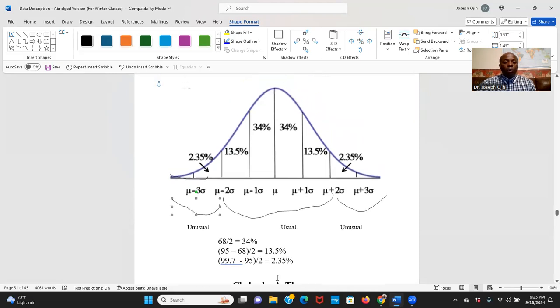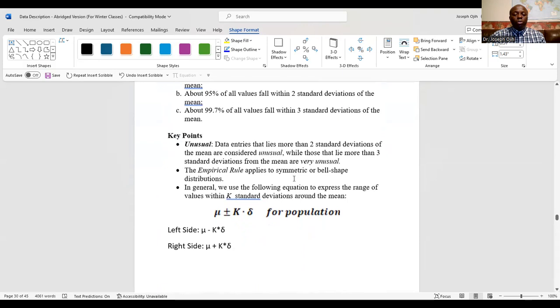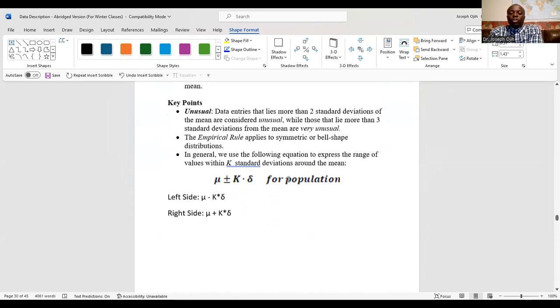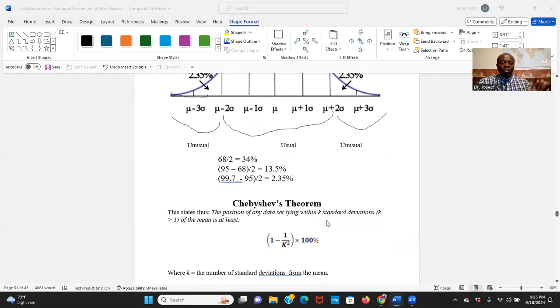One more thing is there's a formula that we need to use when we do problems involving empirical rules. In general, we use the following equation to express the range of values of K standard deviations around the mean, which is mean plus or minus K times standard deviation. On the left side, we use the negative sign. So that means the left side will be mean minus K standard deviations, where K represents the number of standard deviations away from the mean. On the right side, we use plus. That means mean plus K standard deviations. Okay, so I've given you the background for the empirical rule.